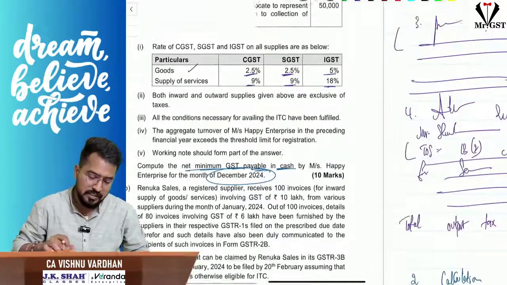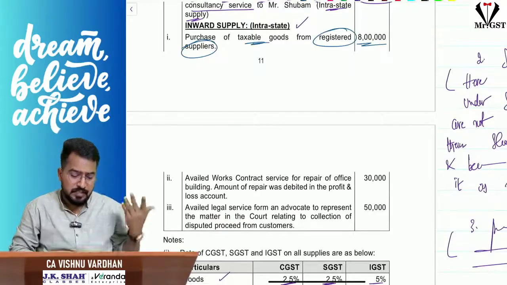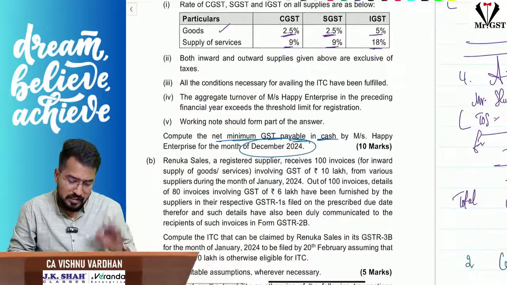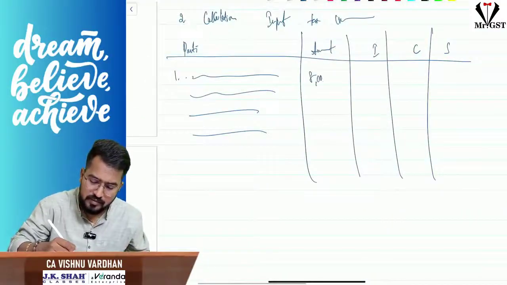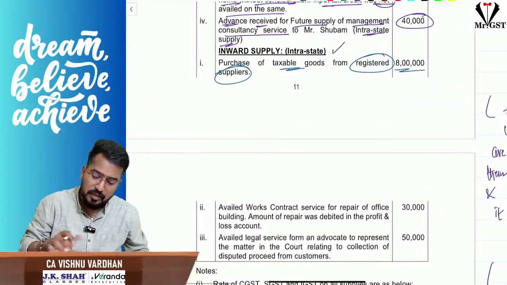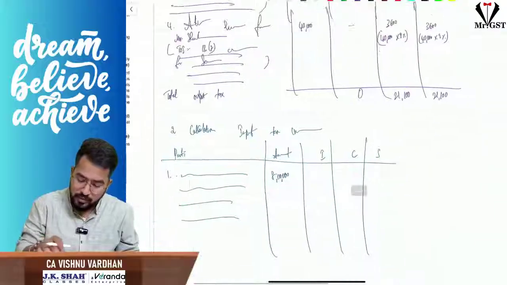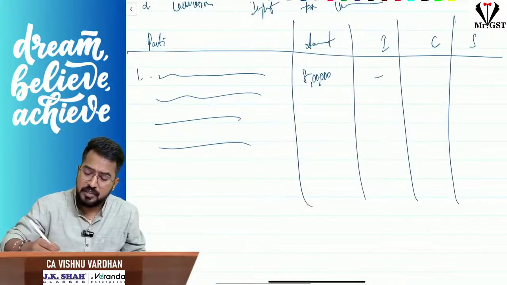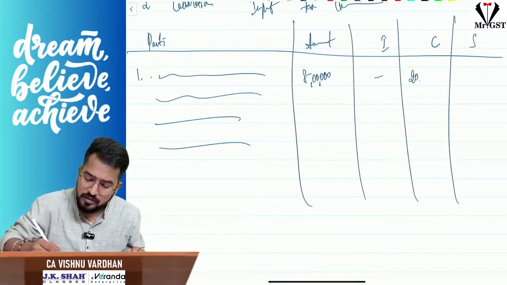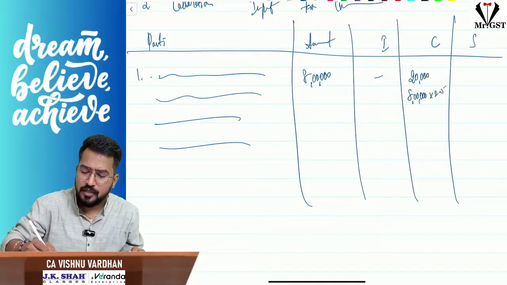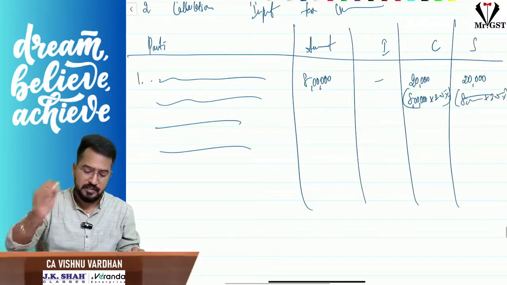So for example, here if you see purchases, there are 3 purchases. Purchase of taxable goods from registered suppliers, obviously 8 lakhs, eligible for ITC. Purchase from a taxable registered person, so no complications. How much is the amount? 8 lakhs. And goods, what is the GST rate? And this is also intrastate supply, clearly they have given intrastate supply. All the inward supplies given here are intrastate supplies. So 8 lakhs, you will not get anything in IGST, you will get in CGST 8 lakhs into 2.5%, that is 20,000. Same calculation in SGST, 8 lakhs into 2.5%. One purchase adjustment we have made.